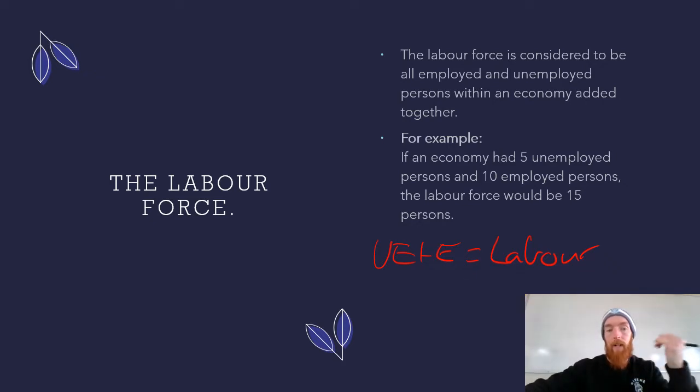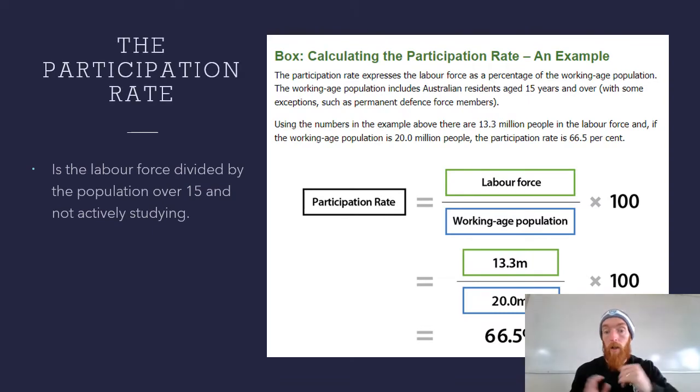So then using the labour force, we can calculate a lot of different things. First up here, we have the participation rate. The participation rate is the labour force divided by the population over the age of 15 who are not actively studying. We've got an example here which I've taken from the RBA, where the participation rate expresses the labour force as a percentage of the working age population. Using the numbers in the example above, there are 13.3 million people in the labour force and the working age population is 20 million people.